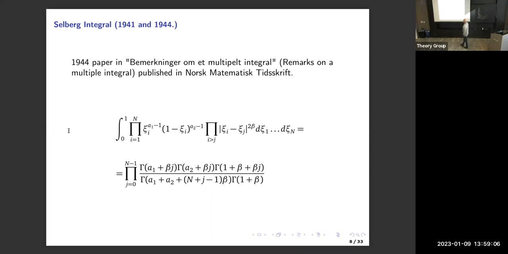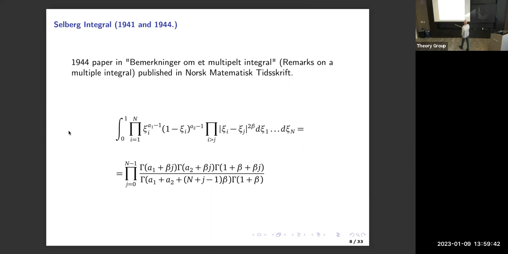Selberg in 1941, right in the beginning of the war, published a paper called Remark on a Multiple Integral, where he computed that integral, but with two insertions. One is at one and another is at zero, with two parameters, A1 and A2. They could be dropped by choosing K1 equal 1, A2 equal 1, then it will be my integral. And this is the formula which he obtained. This is called the Selberg integral.